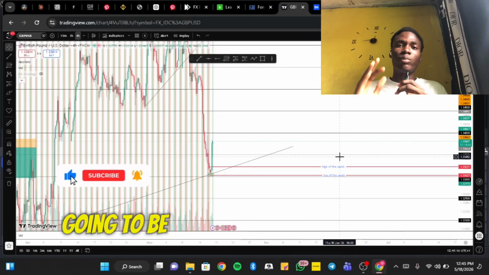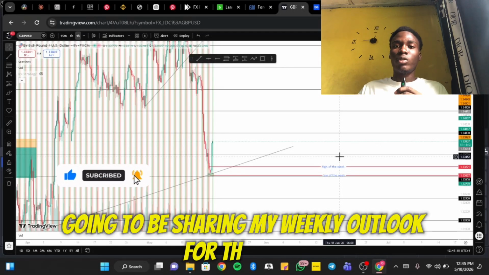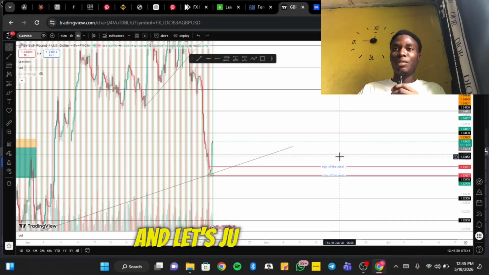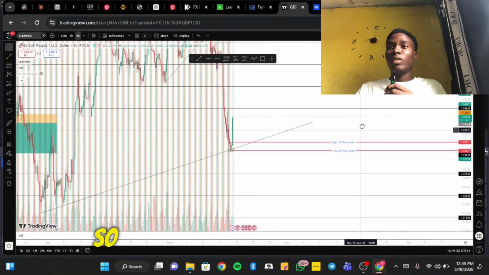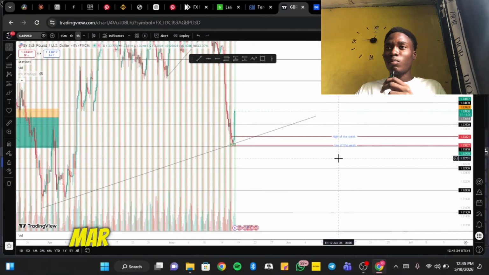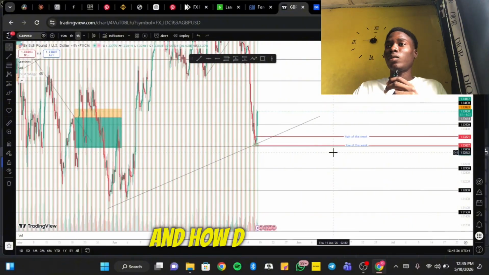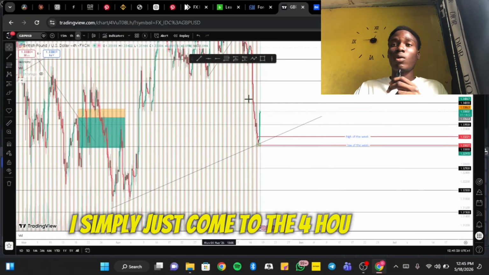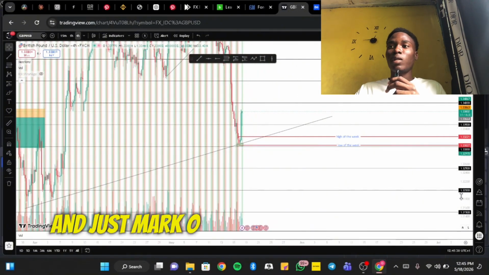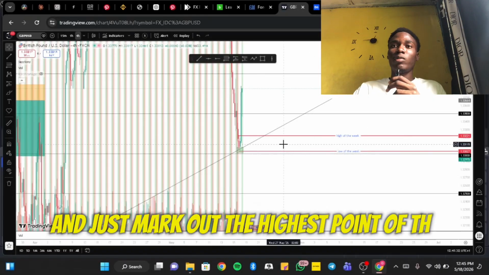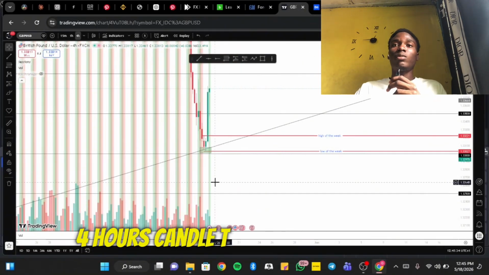I'm basically going to be sharing my weekly outlook for this week, and let's just get into it. So the first thing I do is mark out my high and low of the week. And how do I do that? I simply come to the 4 hours time frame and mark out the highest point of the first 4 hours candle to form for the week.